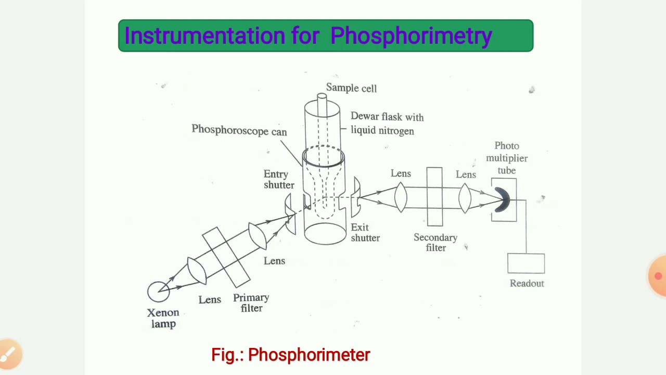After irradiation, the light is cut off using the rotating shutter. During this darkening, the fluorescent light is allowed to pass through the second slit into the secondary filter, which allows only visible light to pass through it. The emerged beam is then allowed to fall on the PMT, that is, the photomultiplier tube, where its intensity is recorded. So this is all about phosphorimetry instrumentation.